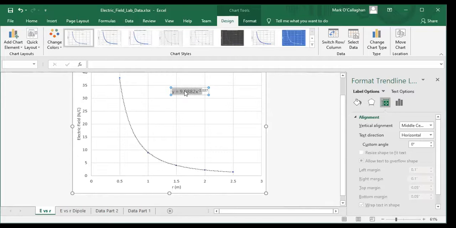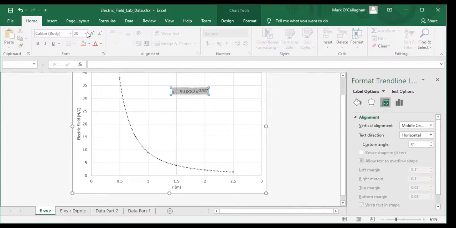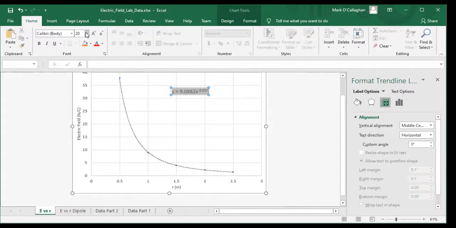Blow this guy up. My mouse is really sensitive today. I don't know what's going on. All right, I'll make this so it's really easy for anybody to read.